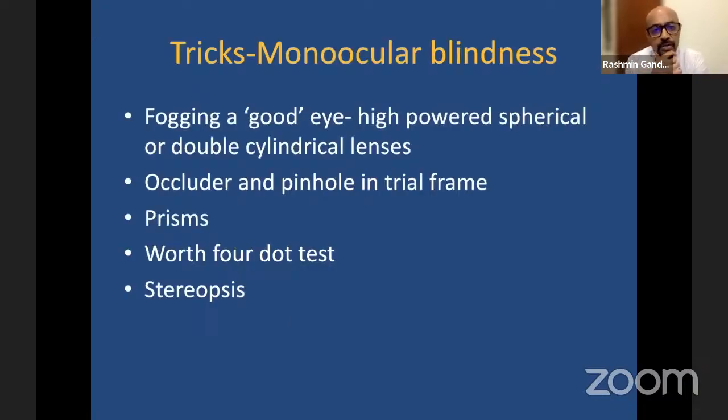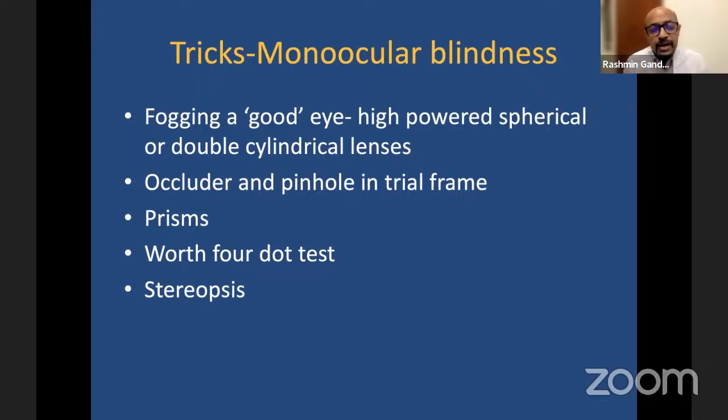What are the tricks that can be deployed in a patient with monocular blindness? Now, you have the trial frame on the patient. You can fog the good eye by putting a very high-powered +10, +7, +8, or a -7 in front of the good eye, and let the patient believe that he is seeing through the good eye, or also place an occluder or a pinhole and keep changing occluder and pinhole in front of the good eye and the bad eye.